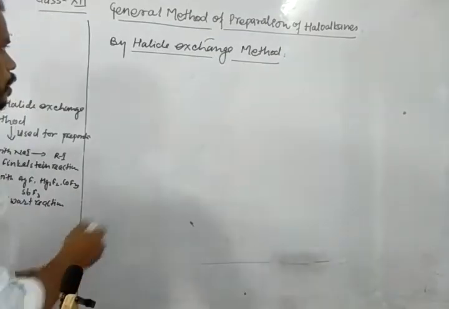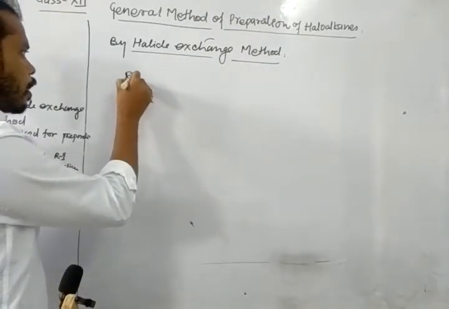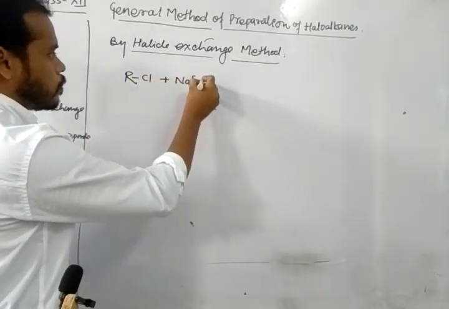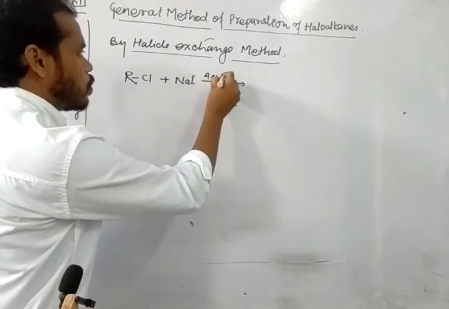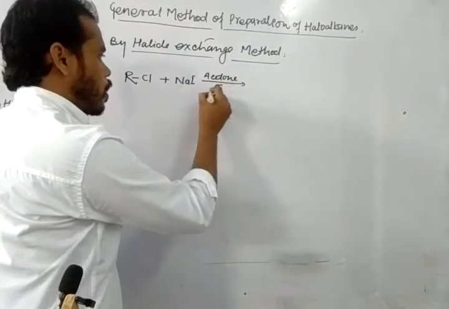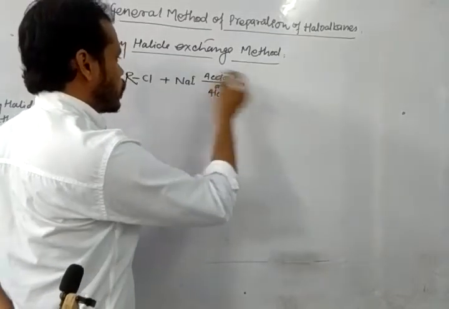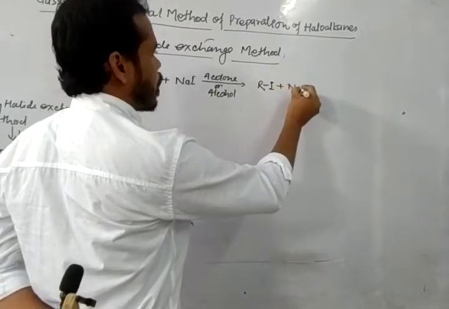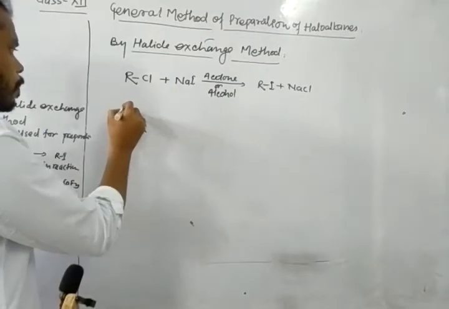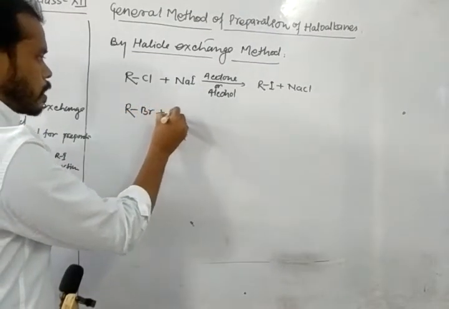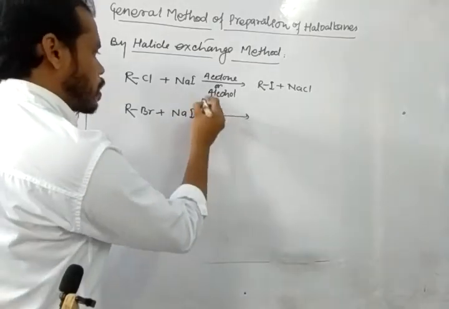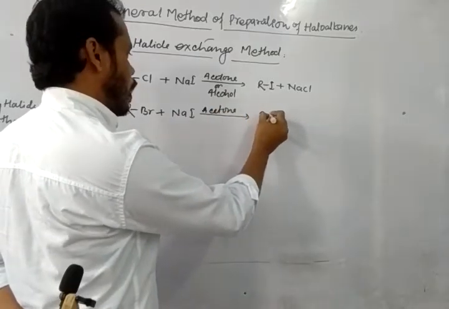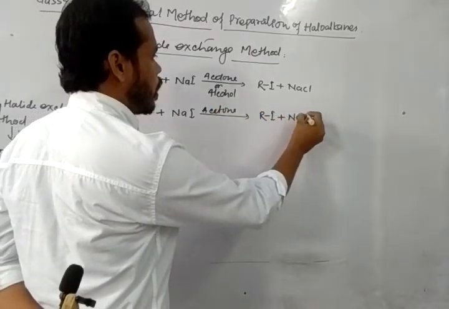Okay, now see the skeleton. When RCl is treated with sodium iodide in the presence of acetone or alcohol, ethyl alcohol, it forms RI, alkyl iodide, and byproduct NaCl. Or RBr, once again treated with sodium iodide in the same condition, acetone, forms RI, and as a byproduct NaBr.